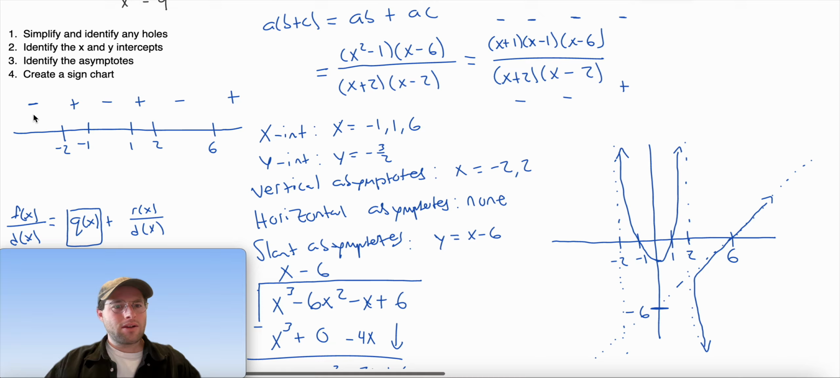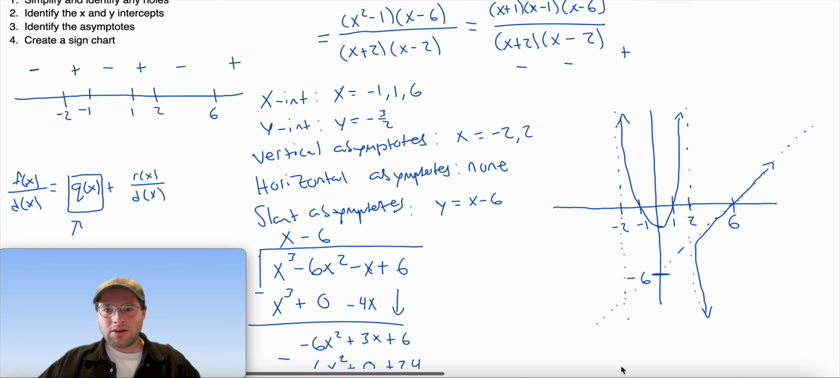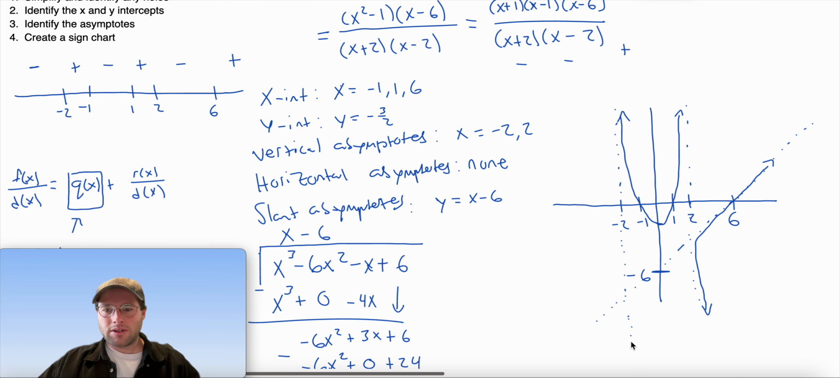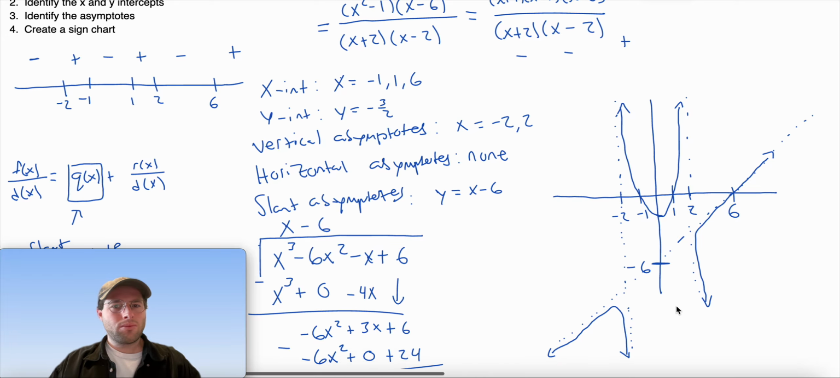And let's see, to the left of negative 2, we are negative. So we're going to be down here like so. Kind of extend this out so we're negative. So we're going to be riding right along this asymptote and this one like so, and kind of just following along that line. And that right there is going to be our final graph.